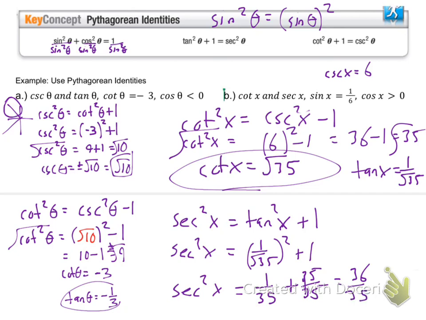And then to solve for secant itself, I need to take the square root. Again, which quadrant am I in? I'm in the first quadrant. And if I square root a fraction, it's the same as squaring a fraction. I take the top and bottom. What's the square root of 36? 6. Over the square root of 35. Now, if I was to leave this in the most appropriate answer, I would rationalize that by multiplying the top and bottom by square root of 35.